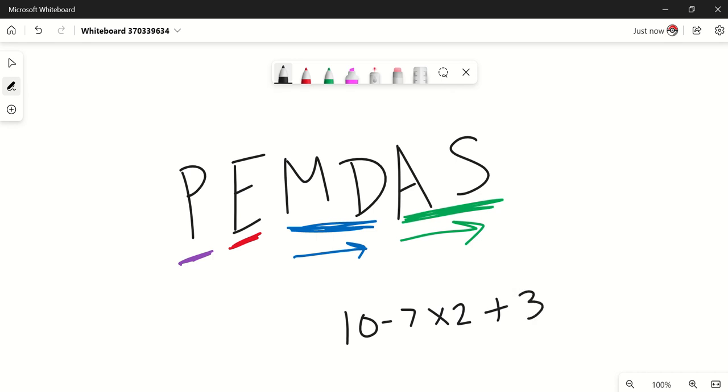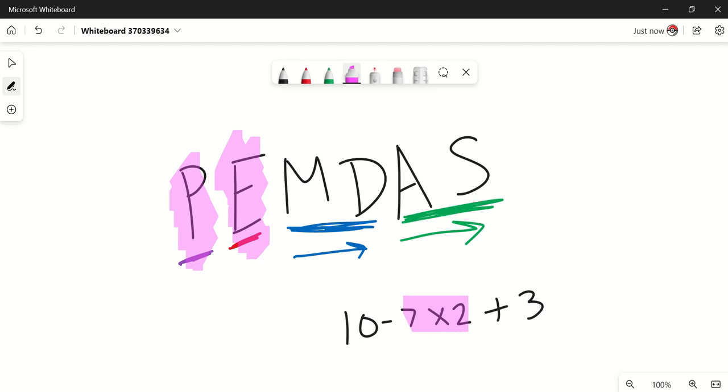According to PEMDAS, I would do whatever's in parentheses first. Since there are no parentheses, P is done. Then I would do exponents. Since there are no exponents, I'm going to go ahead and be done. Now, from left to right, I'm going to multiply and divide. This is 10 times 7, so I'm going to ignore that because that's not multiplication or division. What I'm going to do is 7 times 2 first.